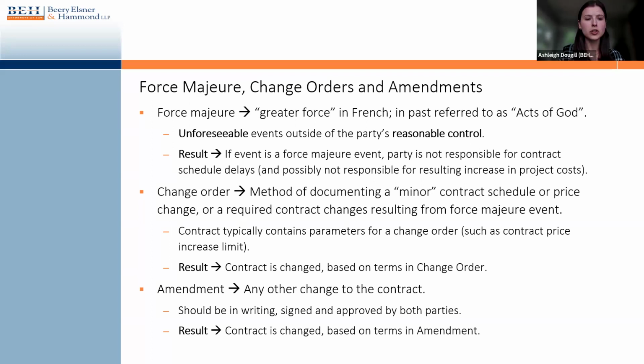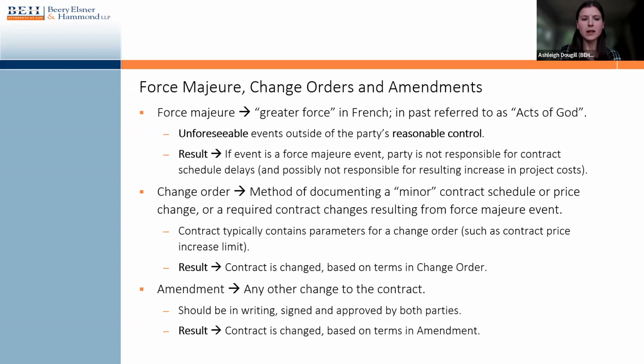But then how do you ensure that the contract actually accurately reflects that change, that excuse? Typically, that is reflected via a change order. So a change order is the way of documenting a minor contract schedule or price change, or a required contract change that results from a force majeure event. So typically, these are further defined in your contract, and it's limited to minor price changes. So usually it's capped at a certain amount, like for example, 5% above the total contract value you may do via a change order, but otherwise through another method.